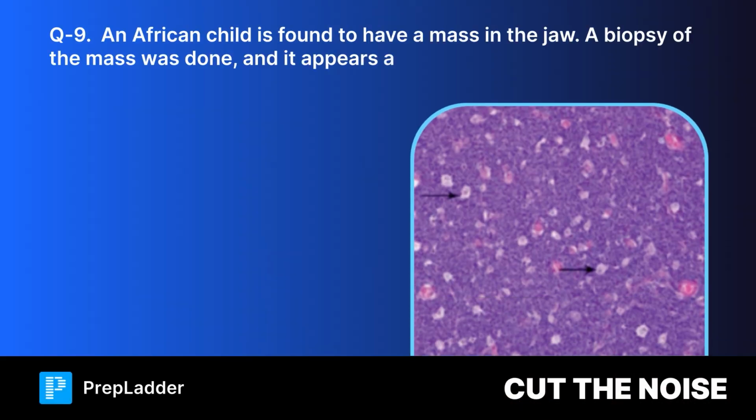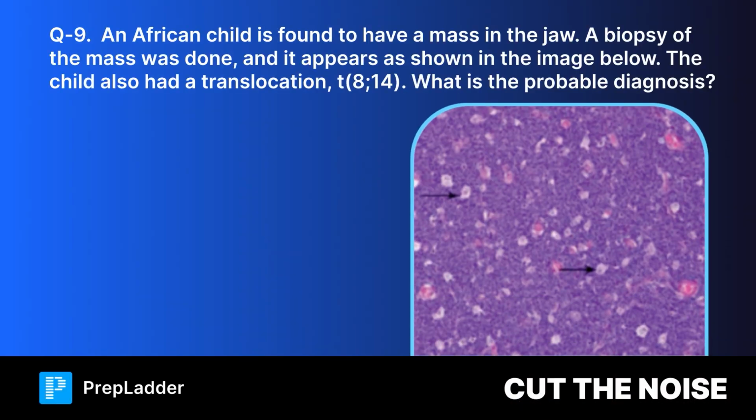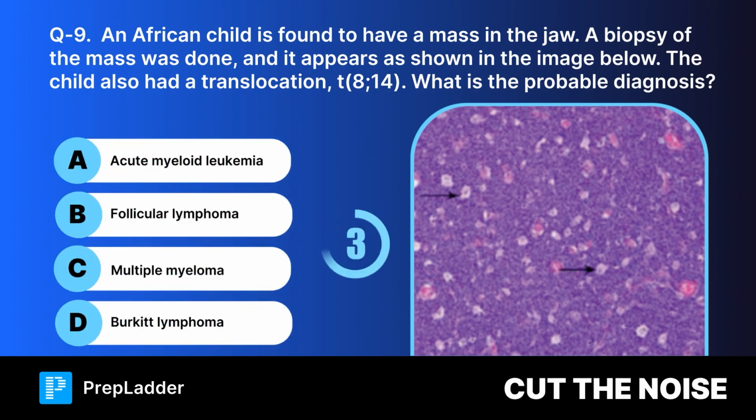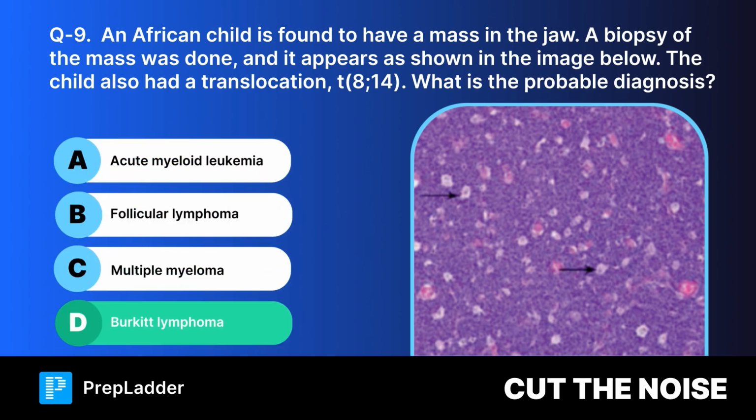Question number 9. An African child is found to have a mass in the jaw. A biopsy of the mass was done, and it appears as shown in the image below. The child also had a translocation, T8-14. What is the probable diagnosis? Your options are given, and the correct answer is Burkitt lymphoma.